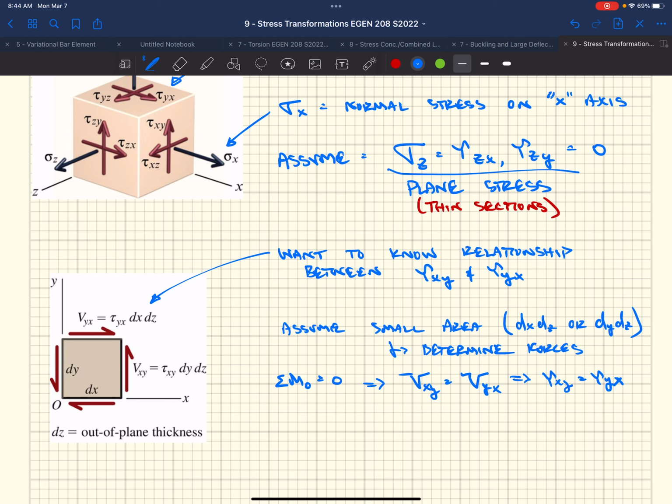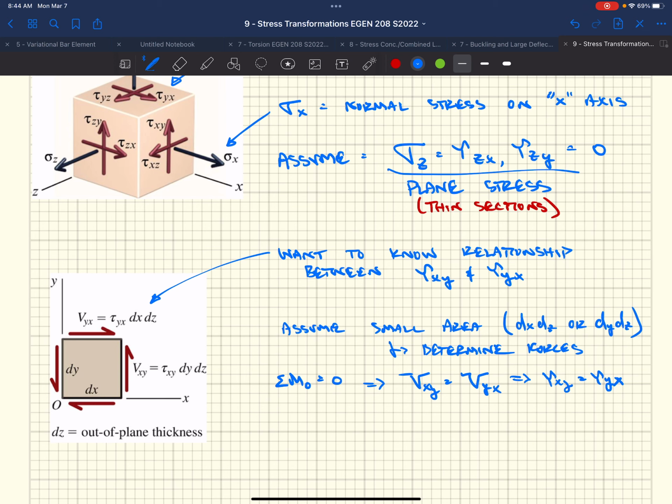So summing the moments, this Vyx is acting clockwise, right-hand rule, thumb into the page. Vxy, counterclockwise, thumb acting out of the page. And so that's why you get these equal and opposite forces on each side, right? Summing the moments gives us our directions on these two.